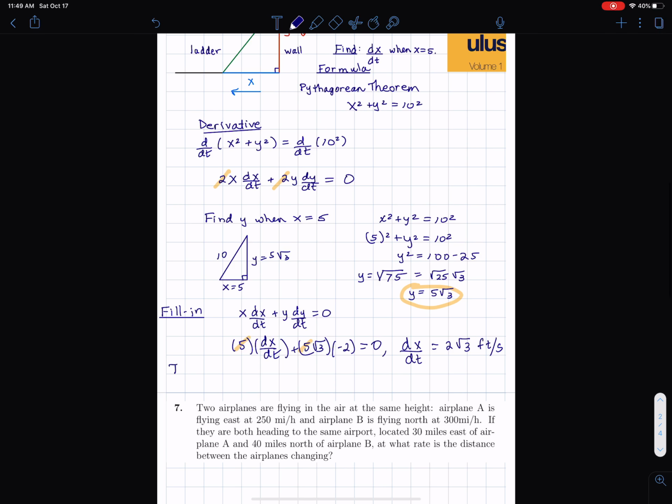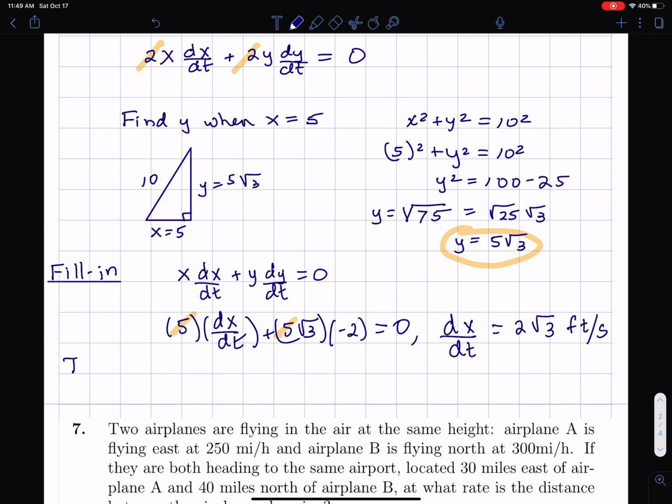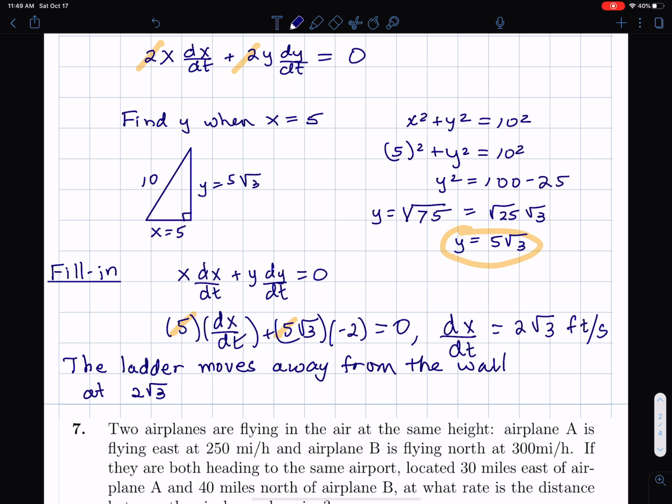So let's write a sentence to make it seem even better, to improve what I just did there. The ladder moves away from the wall at 2 rad 3 feet per second. Now, some people would like an answer that's a decimal approximation.